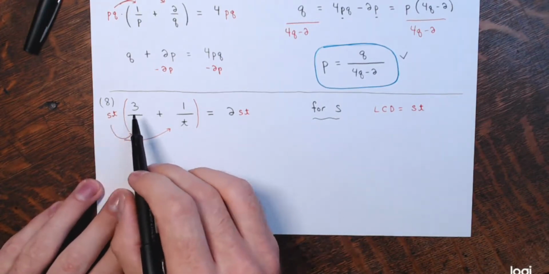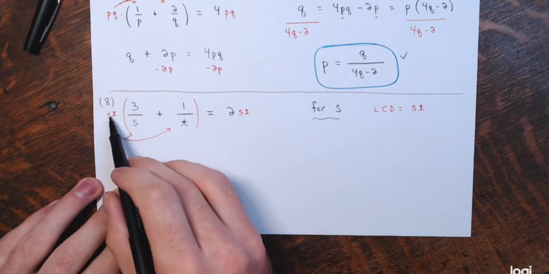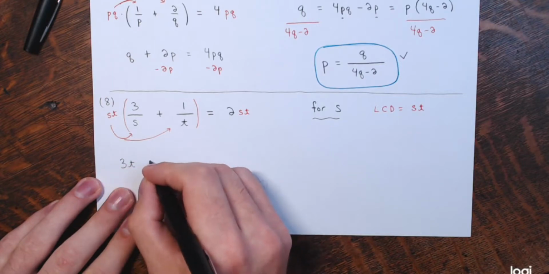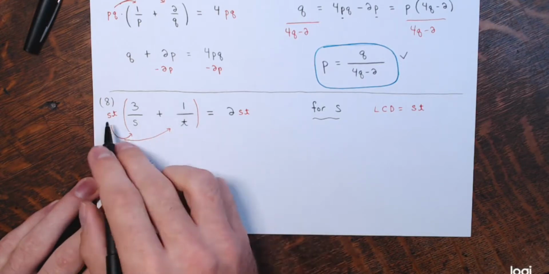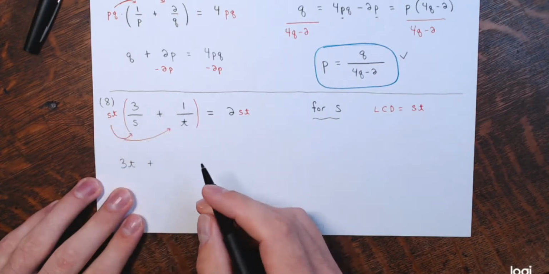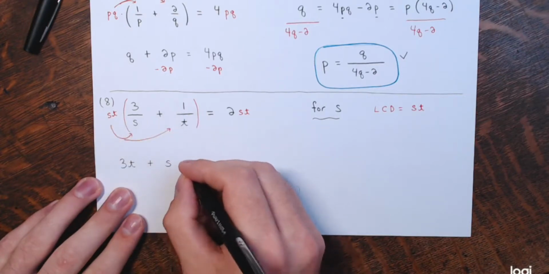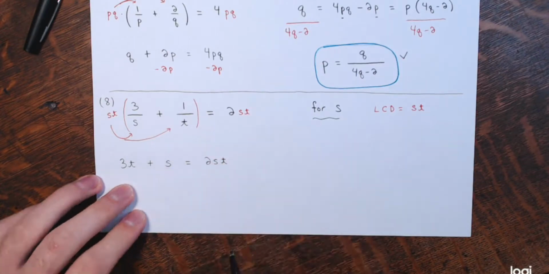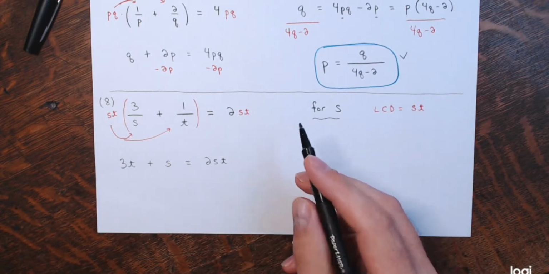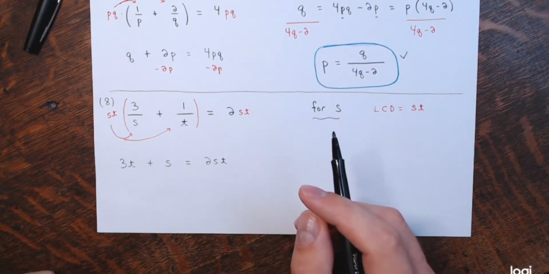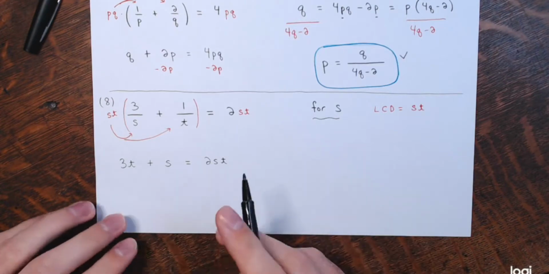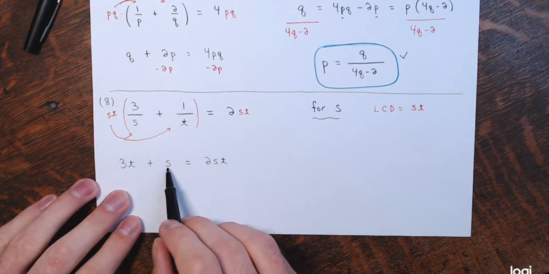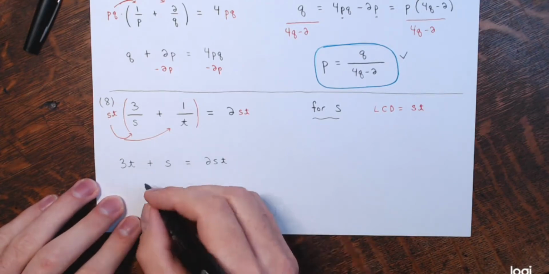On the left side, when I multiply 3 over s by st, the s's would cancel. I'd be left with 3t, 3 times t. Then with 1 over t times st, the t's would cancel. I'd be left with 1 times s. And then on the other side, we have 2st. Again, I'm trying to solve for s, so get all the terms that have s as a factor to one side. Well, this term on the right side has s as a factor. This term has s, but it's on the left side, so I'm going to take it over, and that should do it.